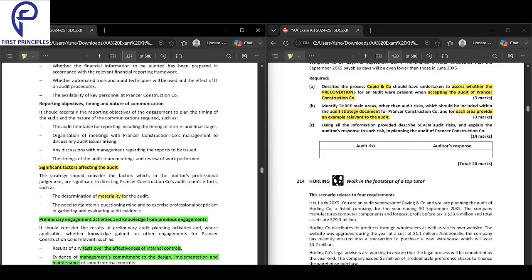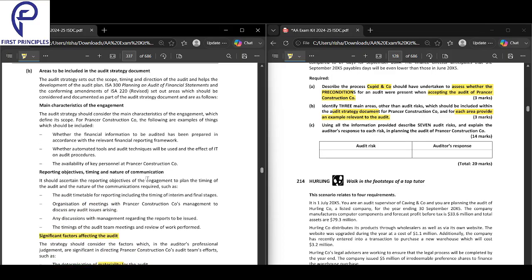Second, the need to maintain professional skepticism, that is, a questioning mind, when you are gathering the evidence. So these three things will be there. Then reporting objective, timing, and nature of communication.